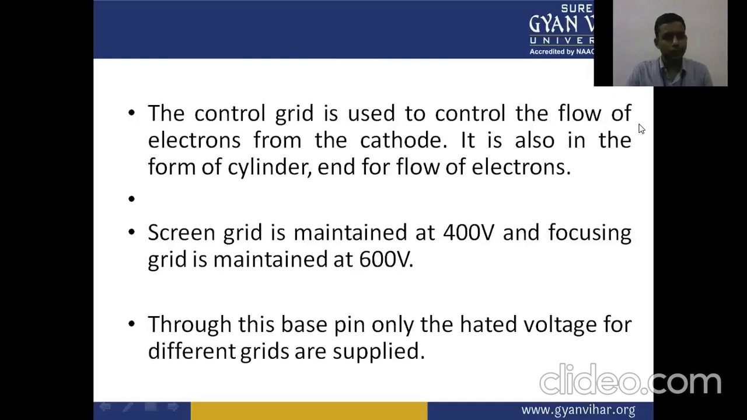So the cathode will generate and control the electron beam. The control grid is used to control the flow of electrons from the cathode. It is also in the form of a cylinder for the flow of electrons. The screen grid is maintained at 400 volts and the focusing grid is maintained at 600 volts. Through the base pins, only the rated voltages for the different grids are supplied.